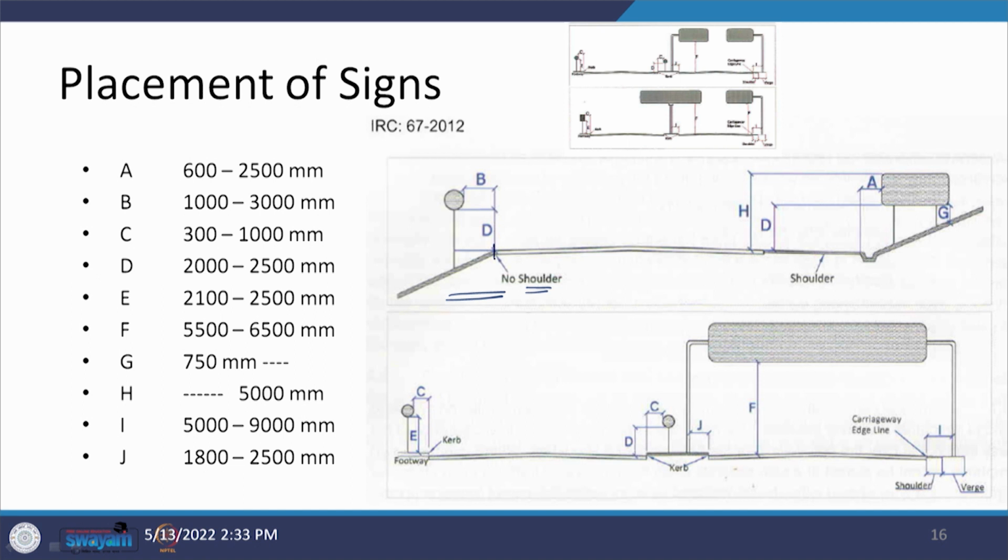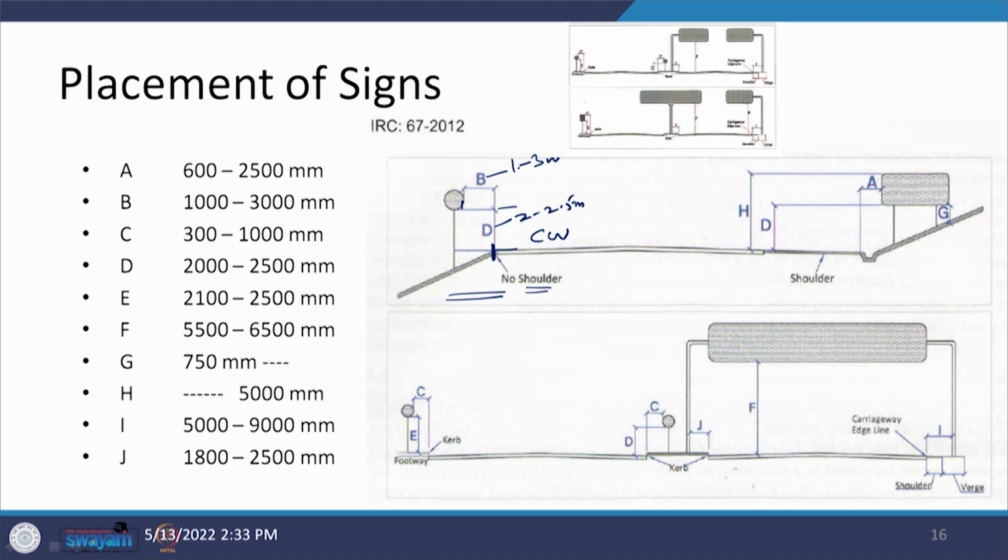So, in that case, from the edge of the carriageway, the distance of this particular sign should be 1 to 3 meters, and the height of this sign from the top of the carriageway should be 2 to 2.5 meters. We already said that this vertical clearance has to be minimum 2 meters or 2.1 meters in the case of, say, the footpath. So, this is 1 to 3 meters and this one is 2 to 2.5 meters.